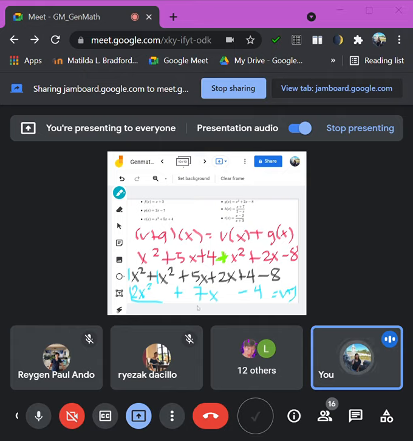So as you can see, nag-add ra gyud ta og algebraic expression niya. Right? Pero this one is function lang ni siya. It's okay ra nga wala siya denominator. Now, do you have any questions in our first example?